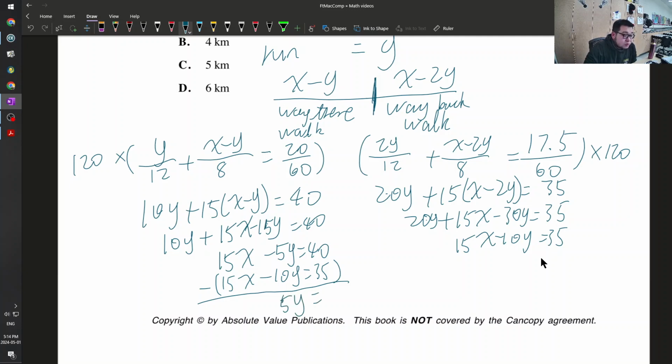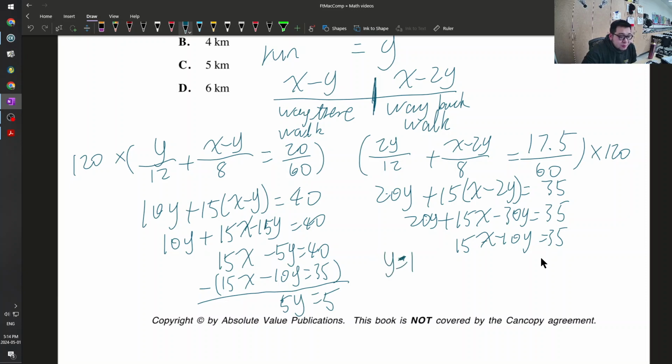It is equal to... oh, I just realized everything can be divided by 5. Oh well, too late. So 5y is equal to 5. Therefore, y is equal to 1.